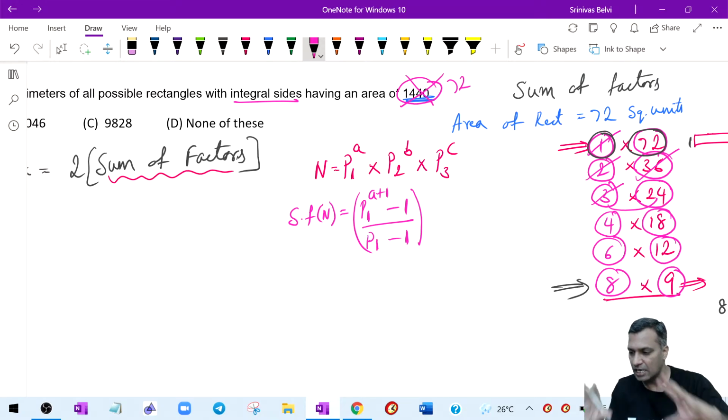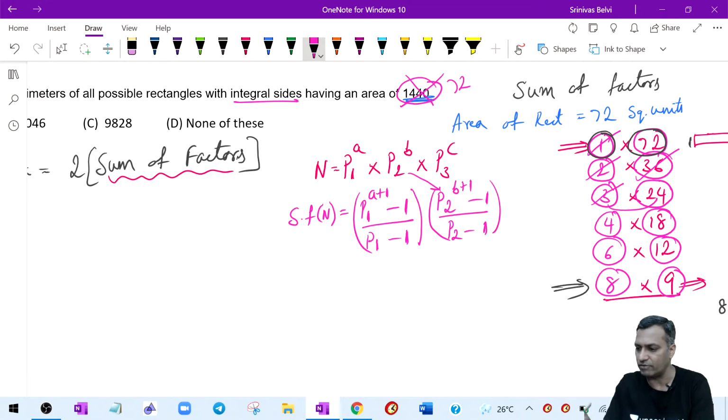I'm not proving this, but the proof comes from the sum of the n terms of the GP. You look at this. From here, you write this as prime 2 raised to power b plus 1 minus 1, divided by prime 2 minus 1. That is how you write it. So similarly for this also you write this.